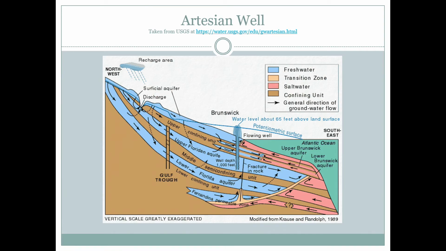An unconfined aquifer would be like if you took the upper confining unit away and the water could flow straight down into the upper Floridian aquifer, which means if it was unconfined, then we wouldn't have the artesian well situation.